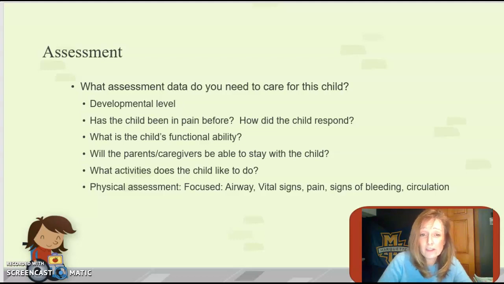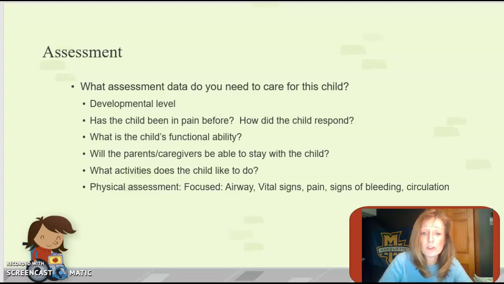We need to ask, has this child been in pain before? And ask the parents, did this child respond in a certain way? How do you know that the child is in pain? If the child is fairly nonverbal, we need to look at the cues and clues from the child regarding their pain response, and also depend on the parents to let us know if this is how the child acted the last time they were in pain, because different pain experiences will affect all children.